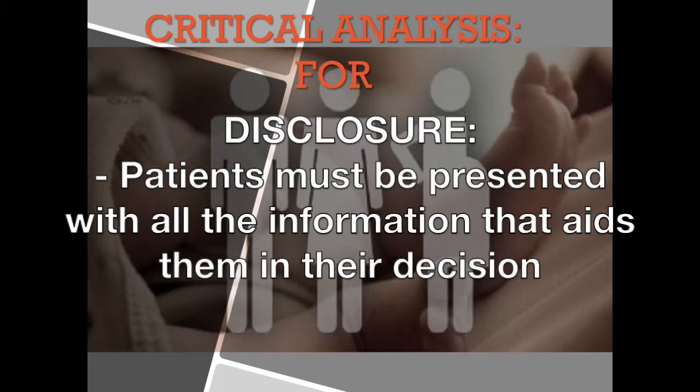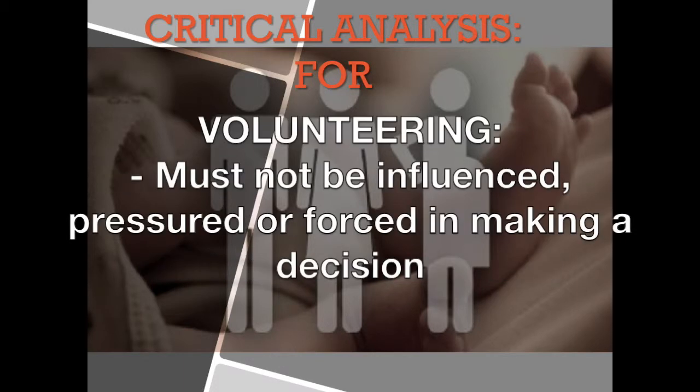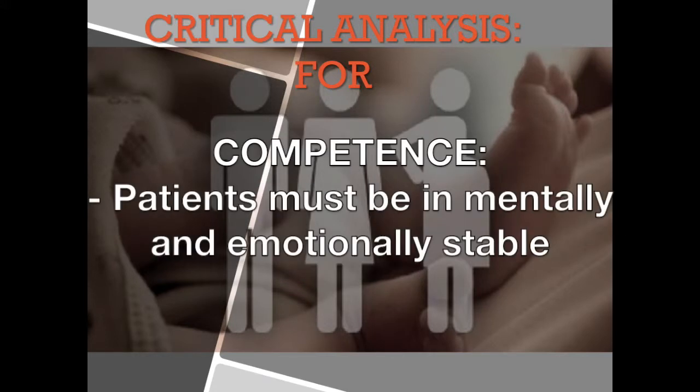Disclosure. Patients must be presented with all necessary information that will aid them in making an intelligent and independent decision. Comprehension. The patient must be able to understand all information provided, which should be stated in terminology that is meaningful to the patient. Voluntariness. Patients must not be pressured or forced into making a decision or led to believe they will be punished if they refuse to provide consent. And competence. Patients must be mentally and emotionally stable as they make an informed decision.